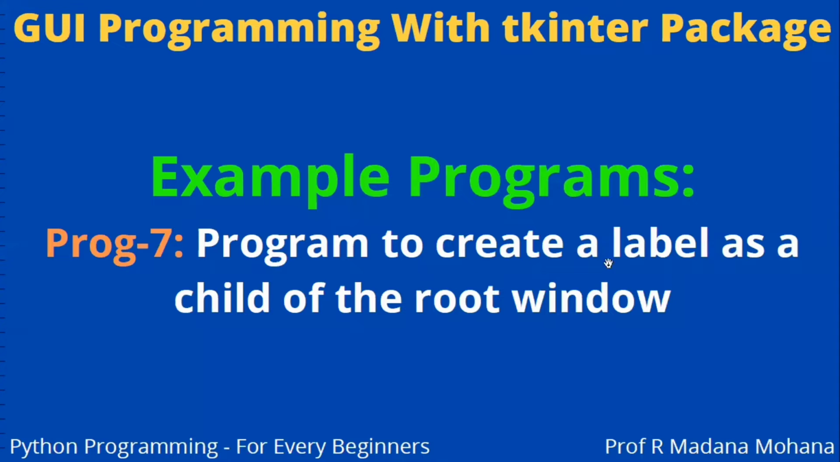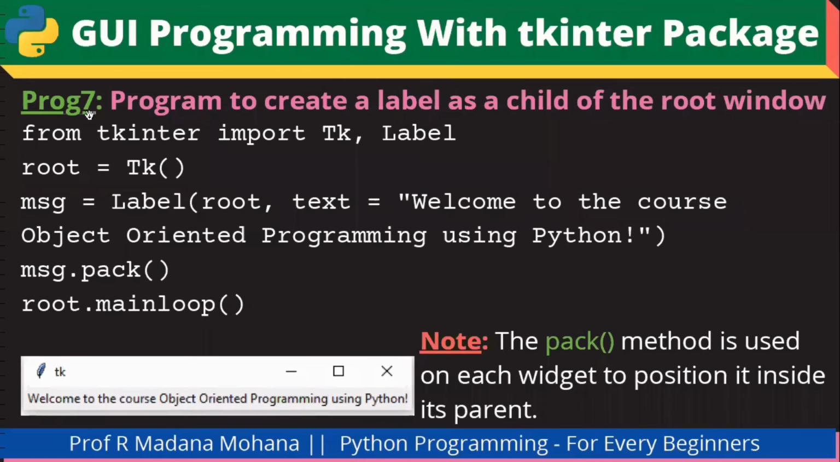The next program is to create a label as a child of the root window. Here, in addition to the Tk class, the Label class is also used, so we have to import both. If you want to import everything from tkinter, you can just use import star. Then all the methods will be imported from the tkinter package. Here Label is required in addition to the Tk class: from tkinter import Tk, Label. In Label, L is capital, then root equal to Tk.